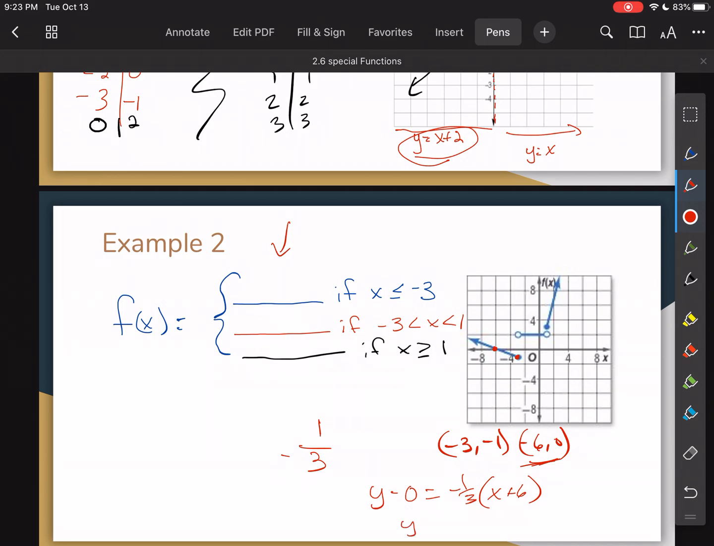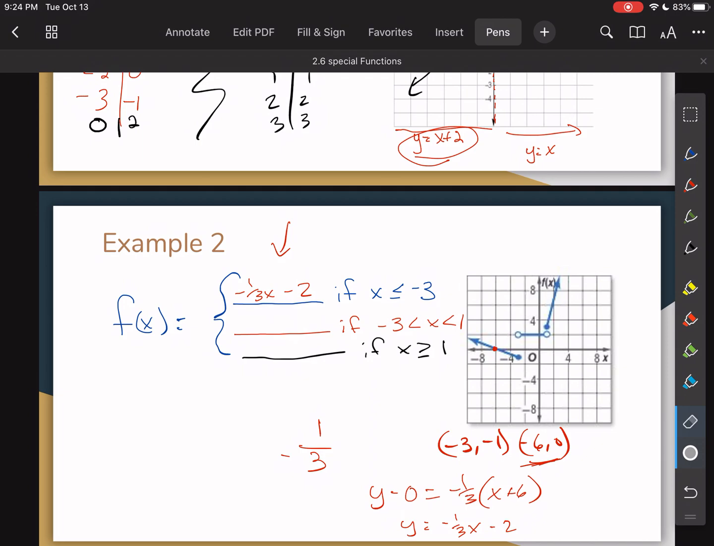So y then is equal to negative 1/3 x. Negative 1/3 times 6 would give me negative 2. Okay, so the equation for that line is negative 1/3 x minus 2. And oftentimes I like to pretend this line kept going. Does it look like it would have crossed at negative 2? Yes, it does. So I feel good about it, and I'm done.